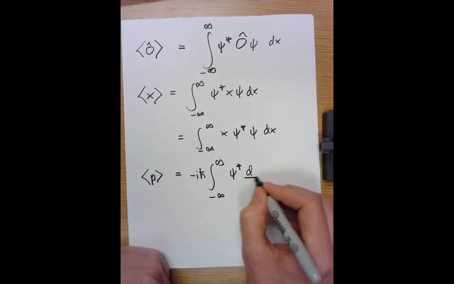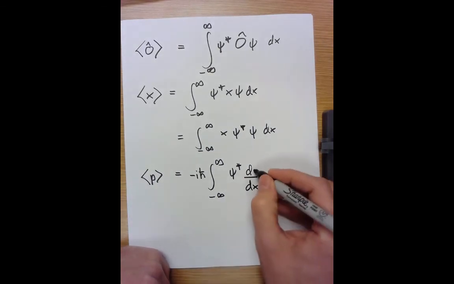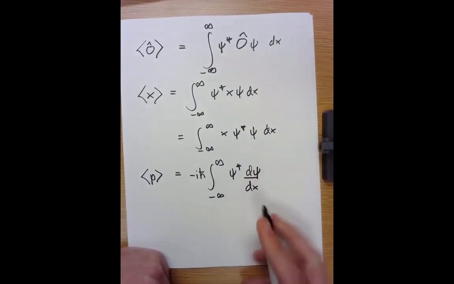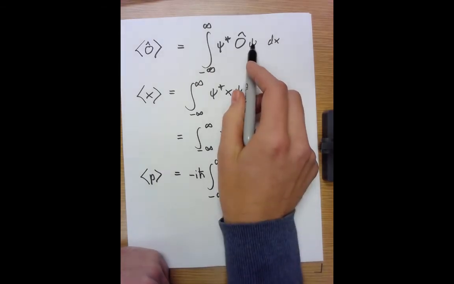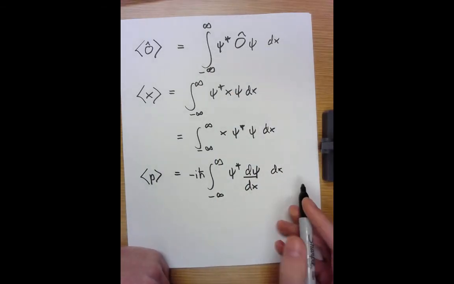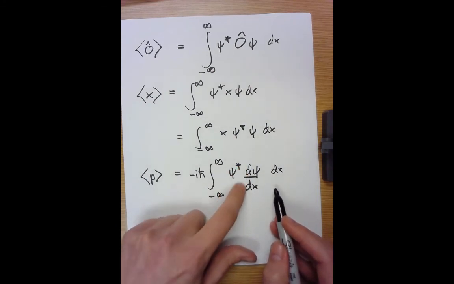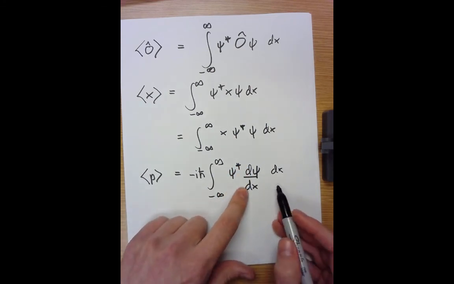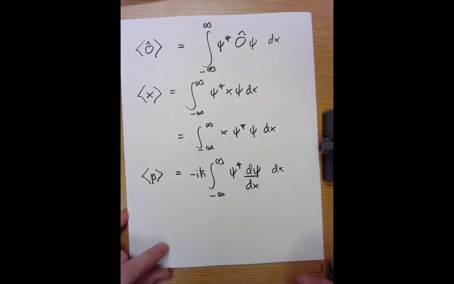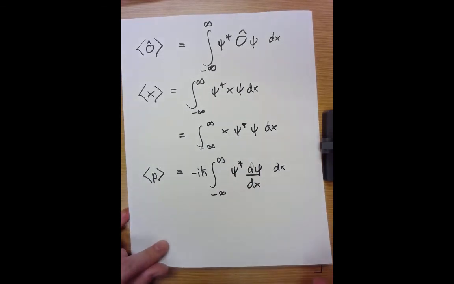The operator goes in the middle. It's a d by dx. It's a differential operator, so that differentiates everything that's on the right-hand side of it, which will happen to be this wave function here. So you take the complex conjugate of the wave function and multiply by the derivative of the wave function with respect to x, and you integrate that over x from minus infinity to infinity.